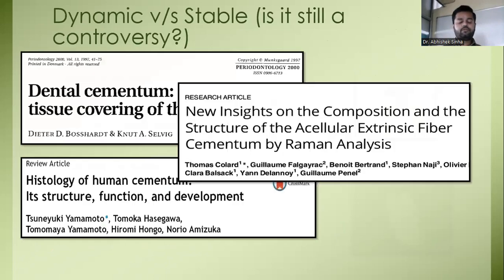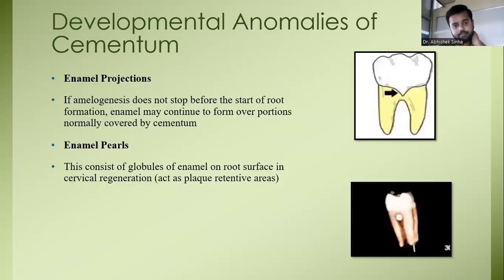Yeah, this is one part that you need to know. This is a clinical aspect of the cementum. So developmental anomalies of cementum. You have enamel projections. What happens in enamel projection? If amelogenesis does not stop before the start of root formation, enamel may continue to form over portions of normally formed cementum. So this is overproduction of amelogenesis. So before the root starts forming, if the amelogenesis does not stop, some part of enamel also covers normal cementum. So this is enamel projections.